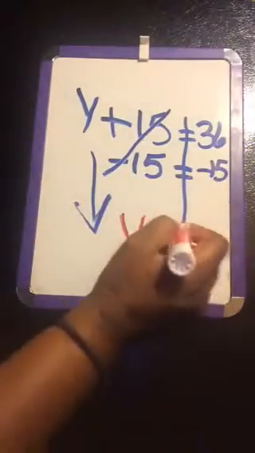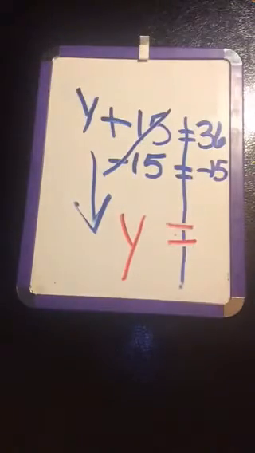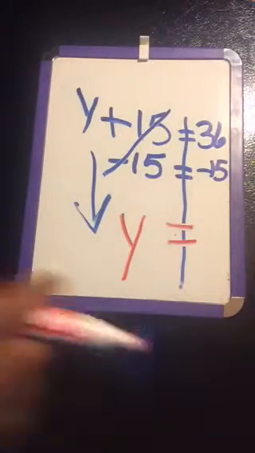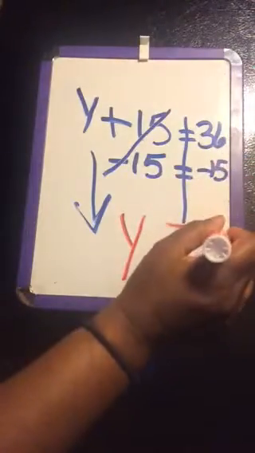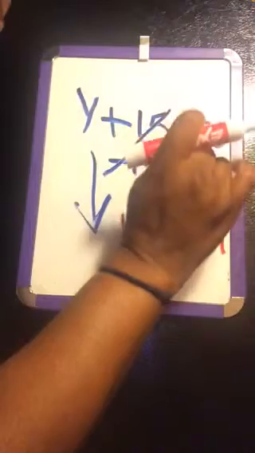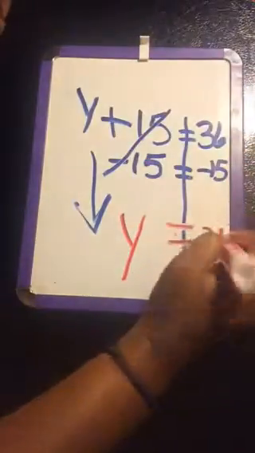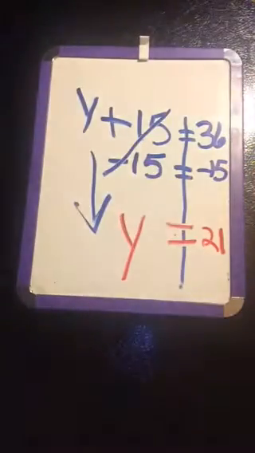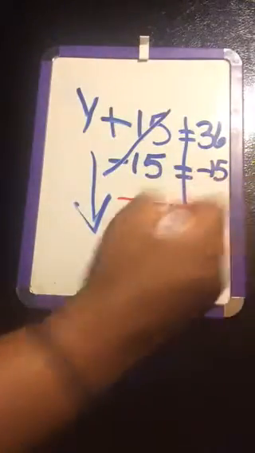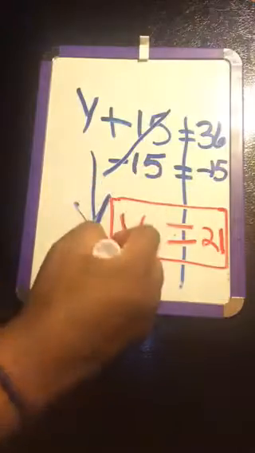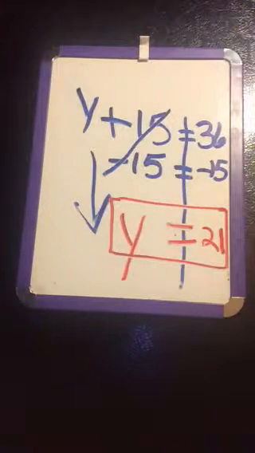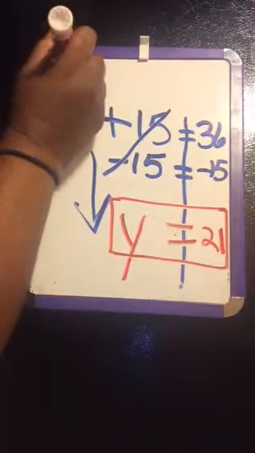So let's solve this equation. Okay, 6 minus 5, that's 1. And 3 minus 1 is 2. So y equals 21. That's basically your answer. Nothing more, nothing less. You don't have to solve any more problems. That's it. This is a one-step equation.